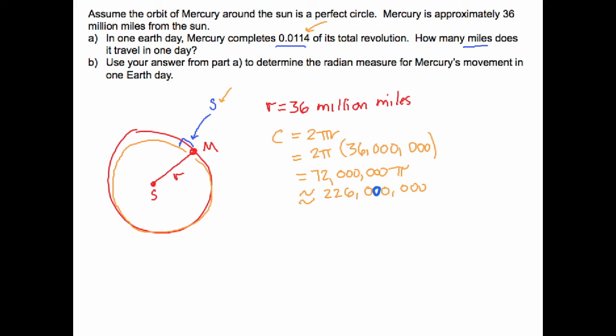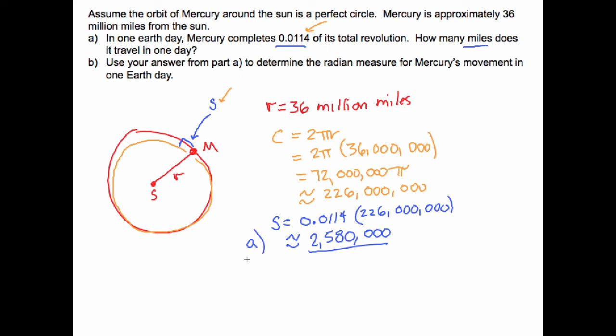Now that distance is Mercury's orbit. We're looking for this distance of the arc length it has traveled. And that distance would be 0.0114 of that amount, of 226 million miles. And that would be approximately 2,580,000 miles. So that's the answer to part A.